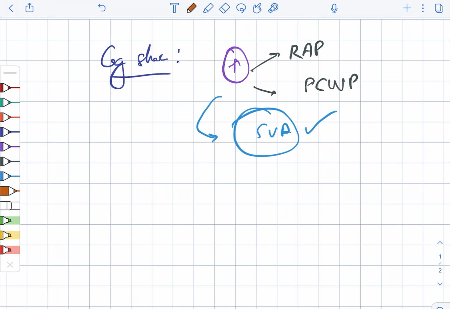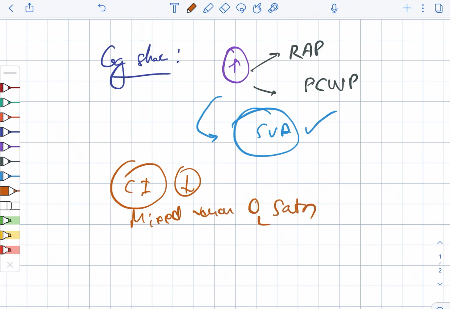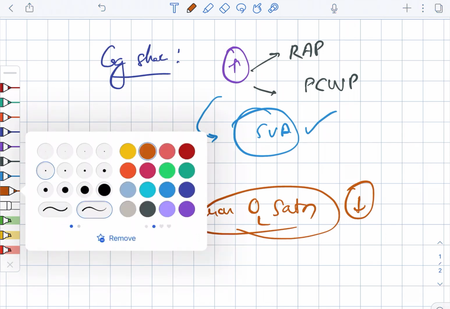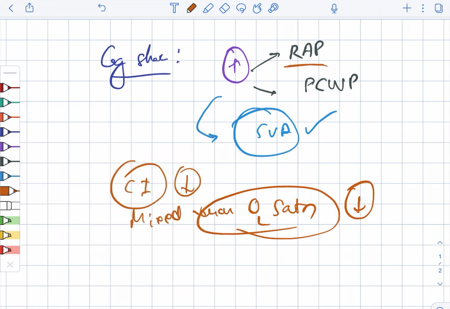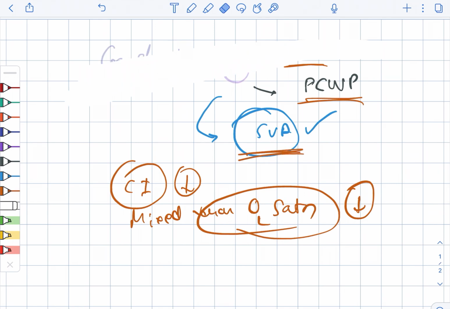Next, we are going to look at the cardiac index. Cardiac index is decreasing, as well as the mixed venous oxygen saturation. This is also decreasing. So to sum up, the increasing factors are the right atrial pressure, the pulmonary capillary wedge pressure, as well as the systemic vascular resistance.